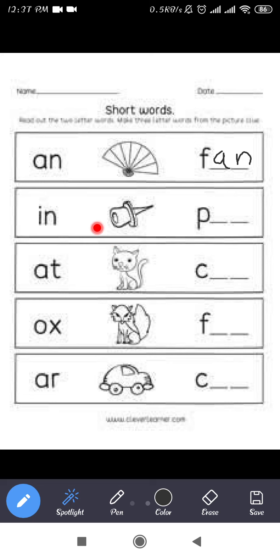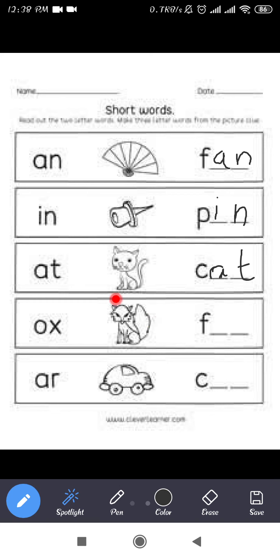Next, here it's pin. P for pin, right? So P is already written. So what you have to do? You have to write here I-N. Right? So aap yahan pe kya likhoge? Blank spaces mein letter I and the letter N. So it will make the word P-I-N, pin. Okay? Next. Here it's cat. And you know, C for cat. C is already written, and here it is A-T, at. So you will write in the blank spaces the letters A and T. So it will make the short word cat. C-A-T, cat.